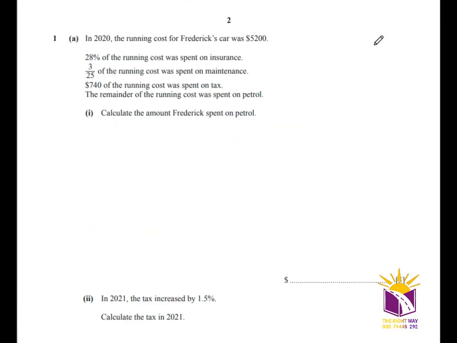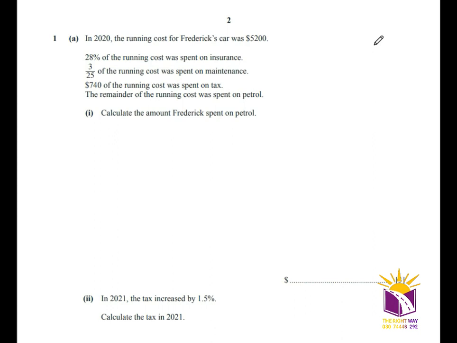Question number 1. In 2022, the running cost of Frederick's car was $5,200. 28% of the running cost was spent on insurance. 3 by 25 of the running cost was spent on maintenance. $740 of the running cost was spent on tax. The remainder of the running cost was spent on petrol. Calculate the amount Frederick spent on petrol.